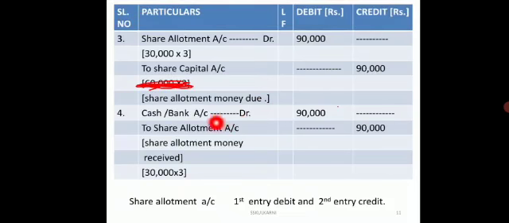Next, you have the receipt for allotment. When the allotment amount is paid, you have to write cash or bank account debit 90,000 to share allotment. On allotment you have called 3 rupees, so the total receipt should be 90,000. So you can see on allotment, in the first entry it is debited and in the second entry it is credited.